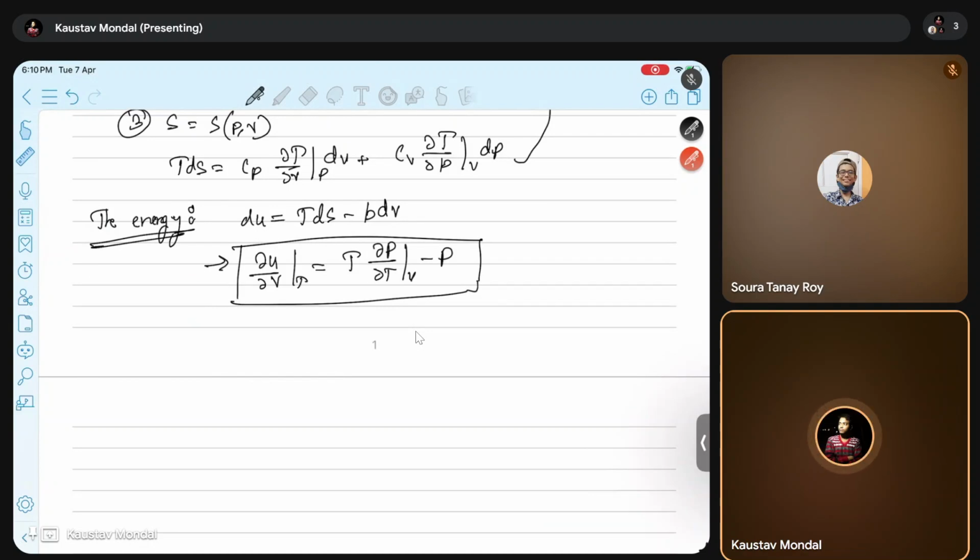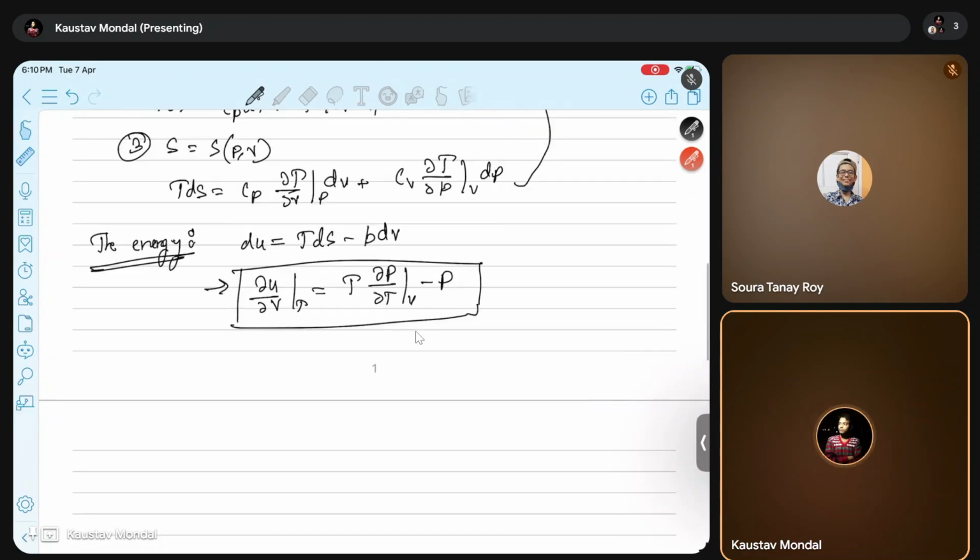Now using this energy equation, for an ideal gas you know the ideal gas equation PV equal to nRT. So you can write P as nRT by V, substitute it here, and by substituting it you can get the expression of the internal energy for an ideal gas.